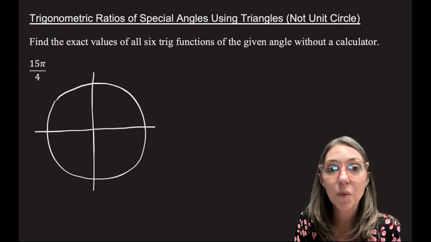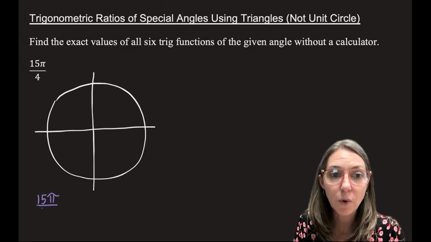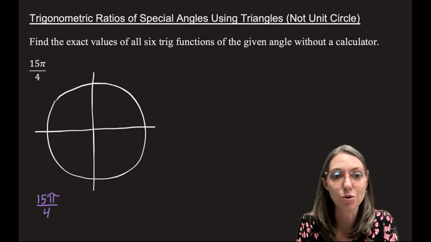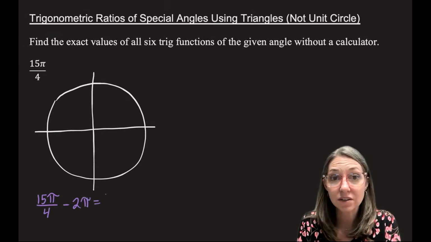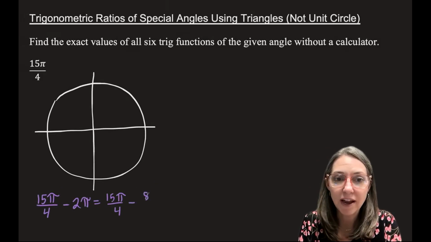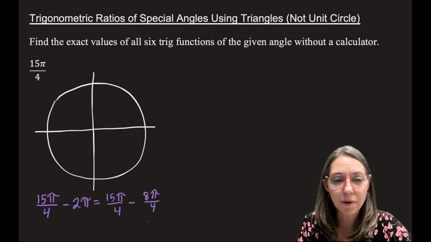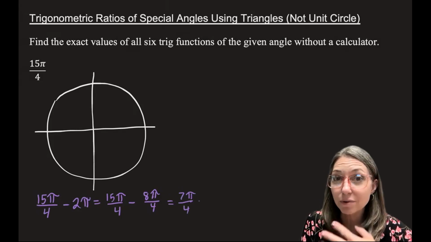How do we do that? We're going to subtract off one or more revolutions around the circle, depending. One revolution is equal to 2 pi radians. So we're going to subtract 2 pi and see what we get. To subtract that, we need a common denominator. So we're going to rewrite 2 pi as something pi over 4. Well, 8 over 4 is 2, so 8 pi over 4 is equal to 2 pi. So 15 pi minus 8 pi makes 7 pi over 4, which is less than 2 pi because 2 pi equals 8 pi over 4.